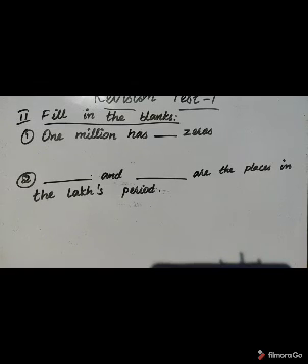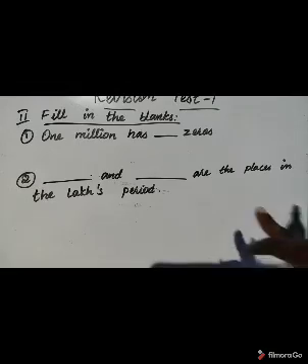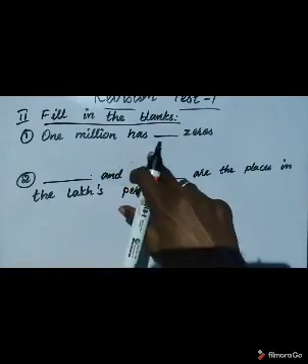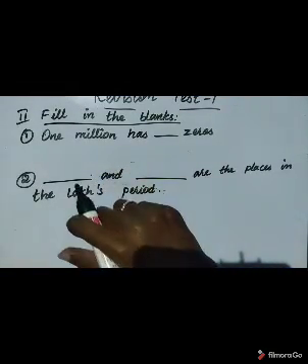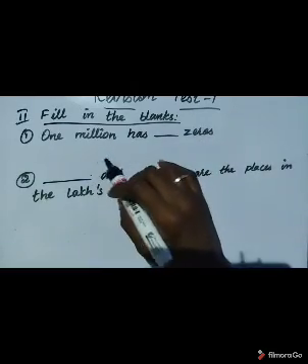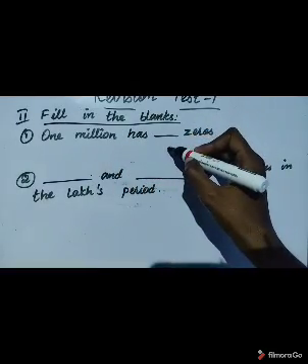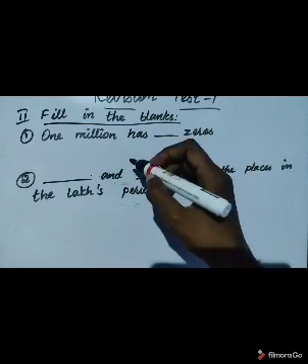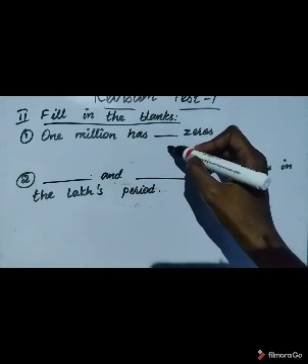Now let's go to the fill in the blanks. So first one, it is asked, 1 million has dash zeros. How many zeros are there in 1 million? So let's write first 1 million. So let's write from the right side the place. Right side place starts with ones.